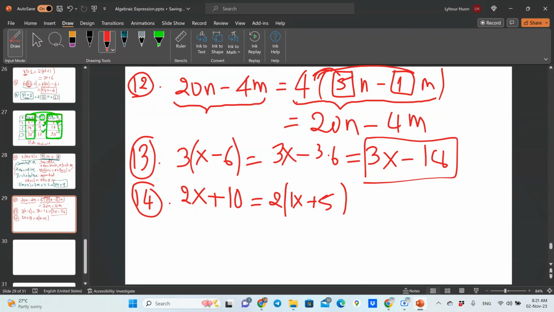This is also okay, but to be very precise, 1x is equal to x. Can we calculate this? Yes, x plus 5. This is the final result.